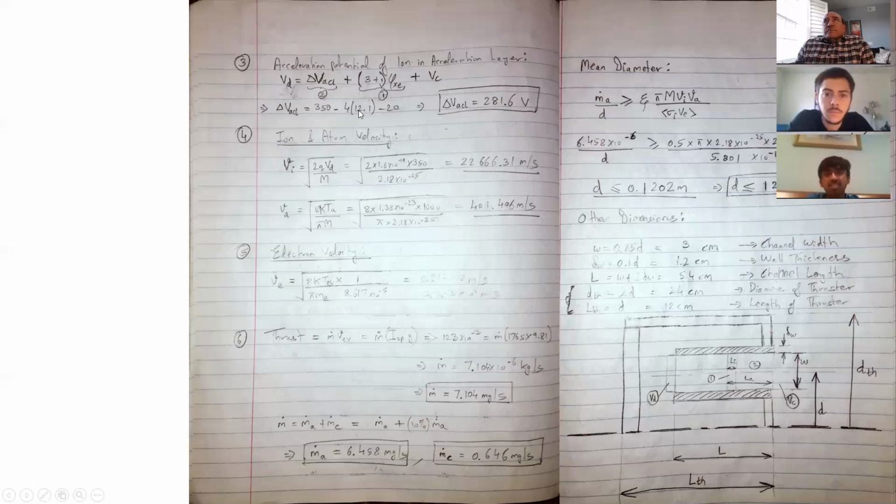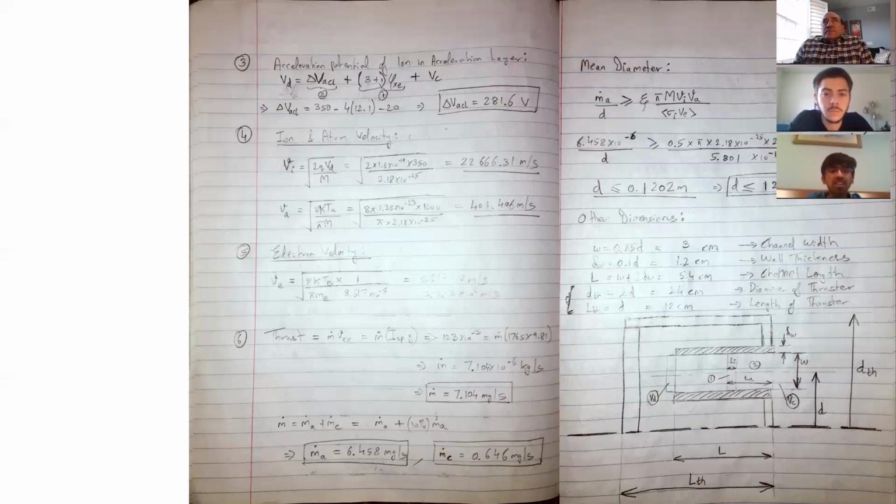Now, there's another independent variable which is completely unrelated, which we found in number 3. That's the delta V acceleration, which is 281.6. We will come back to that together in the next couple of points. Now, again, there are other independent variables, which are the ion and atom velocities.